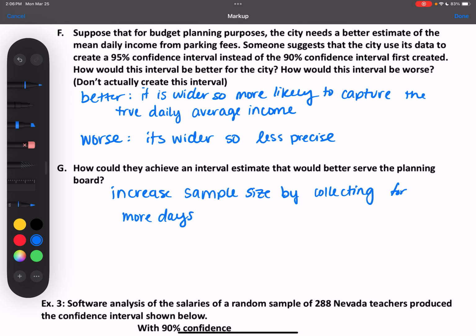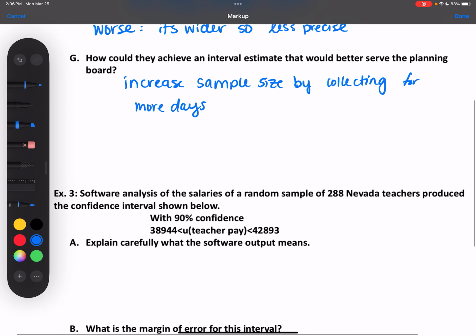Let's see. Next one. Software analysis of the salaries of a random sample of 288 Nevada teachers produced the confidence interval shown below. With 90% confidence, the teacher pay is between $38,944 and $42,893. Explain carefully what the software output means.